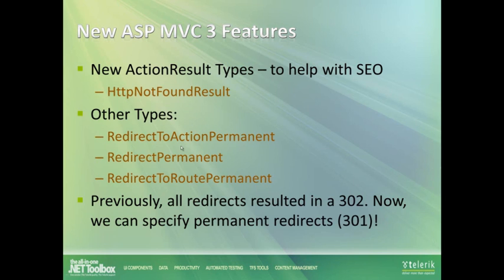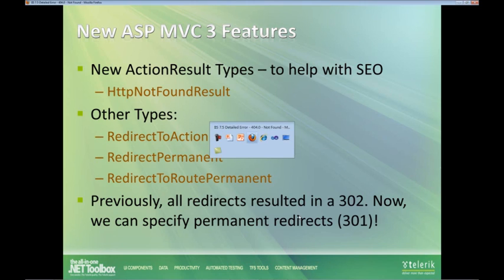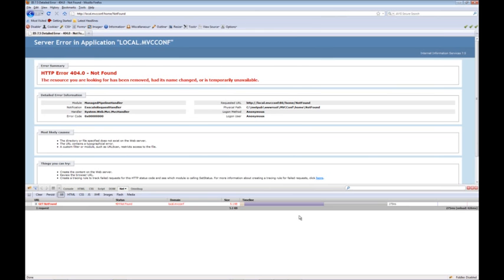We have redirect to action permanent, redirect permanent, redirect to route permanent. Now, previously, all redirects resulted in a 302, which is just a temporary redirect. But now we can specify permanent redirects, which results in a response code of 301. And what I'm going to do is flip over to Firefox to demonstrate this.